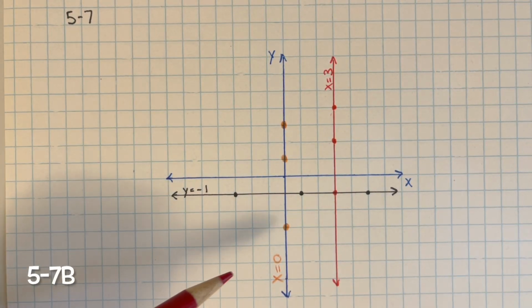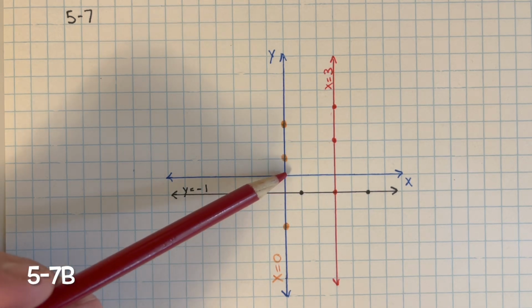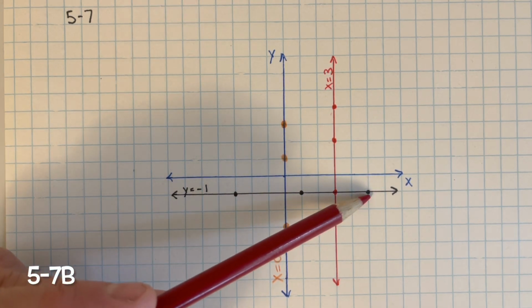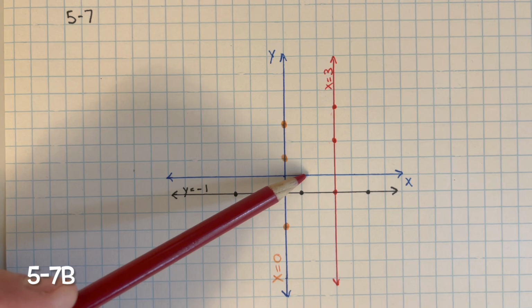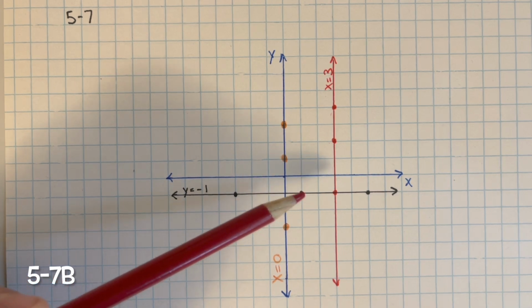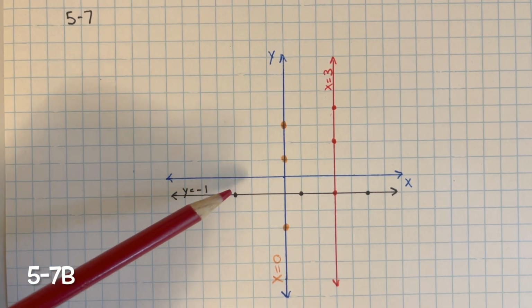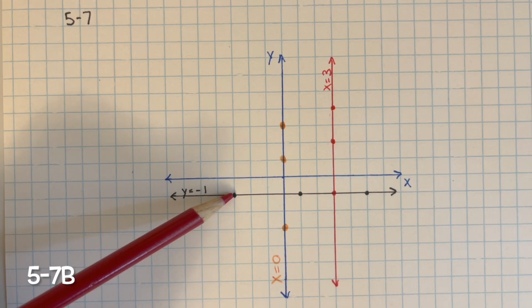For part B, we need to plot the points 5, -1, so 5 on the x, -1 on the y, 1 on the x, -1 on the y, and -3 on the x, and -1 on the y.